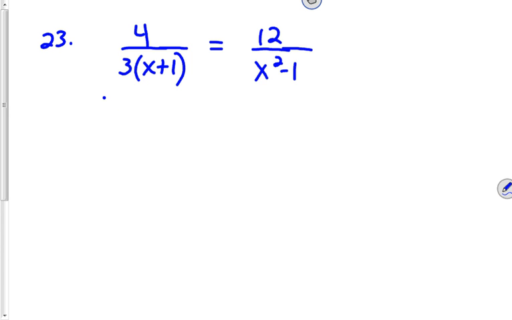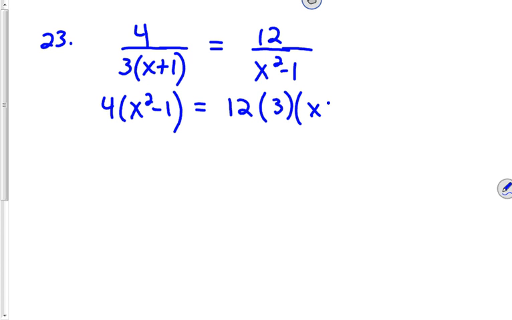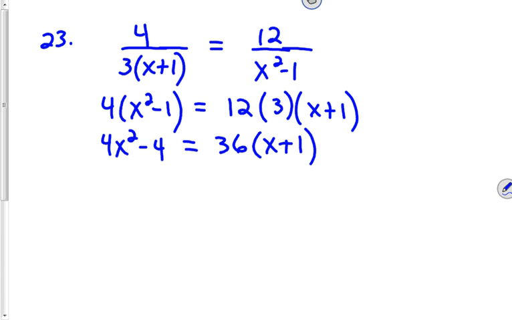So I have 4 times x squared minus 1, and I have 3, well, let's write it like this, 12 times 3 times x plus 1. Over here on the left, I'm going to distribute: 4x squared minus 4 equals, over here I have 12 times 3, which is 36, and then times the x plus 1. All right, so I'm going to rewrite this, and over here I'm going to distribute my 36.